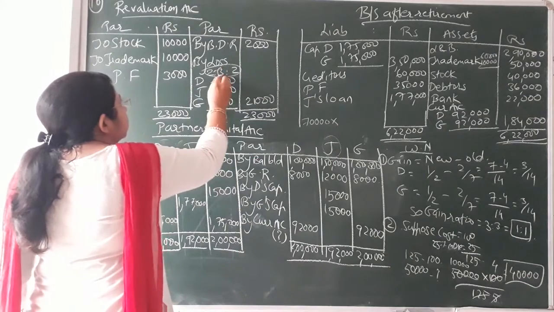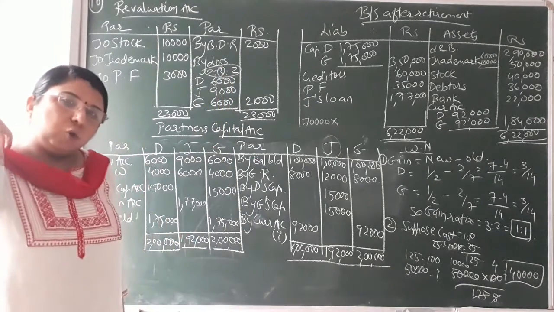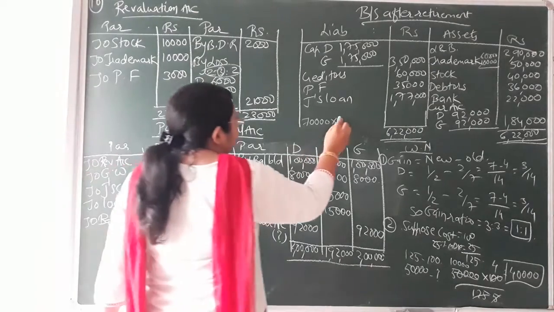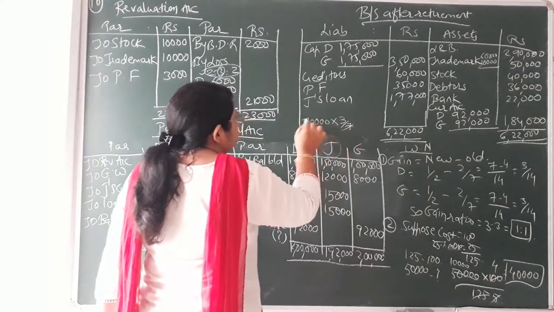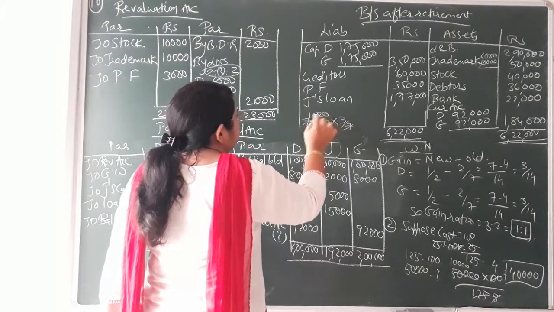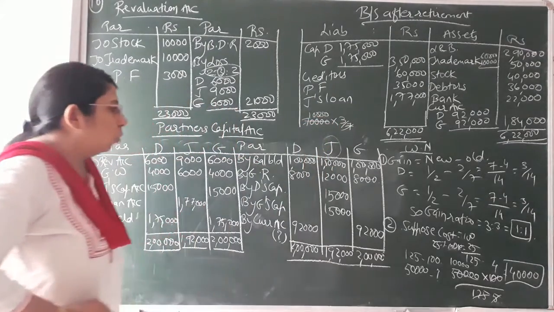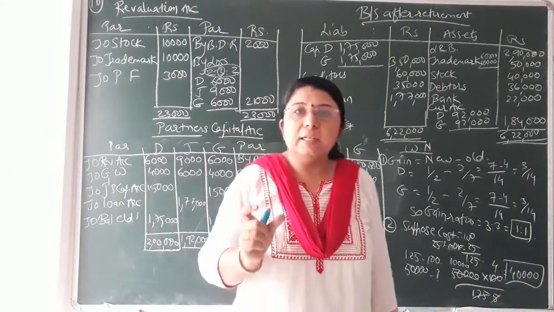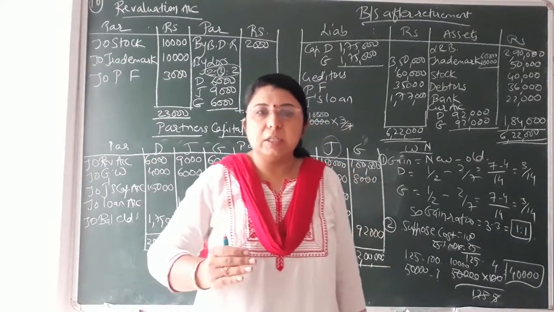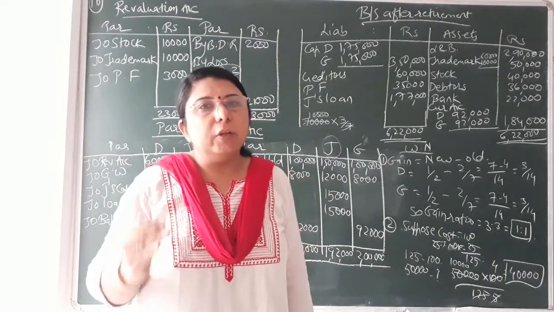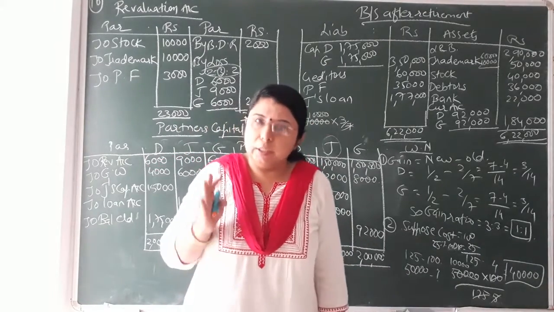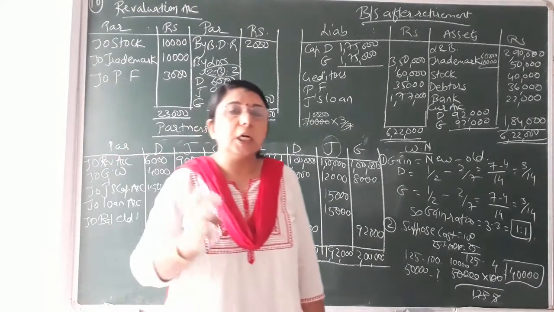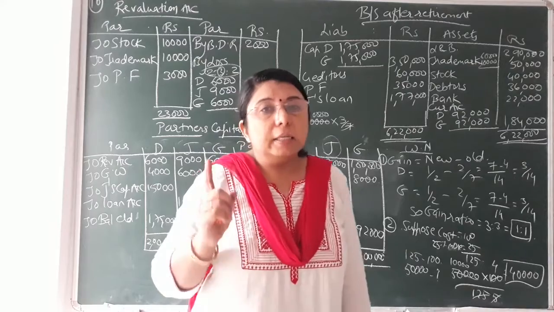Now the retiring partner is the middle partner, that is Jyoti. Jyoti's share would come to 3 by 7. So multiply by 3 by 7. 7 ones are 7, 7 tens are 70, 10,000 into 3 would come to 30,000. So out of the total goodwill of 70,000, the share of goodwill of the retiring partner came to 30,000. Now that 30,000 is to be distributed amongst the remaining continuing partners in their gaining ratio.